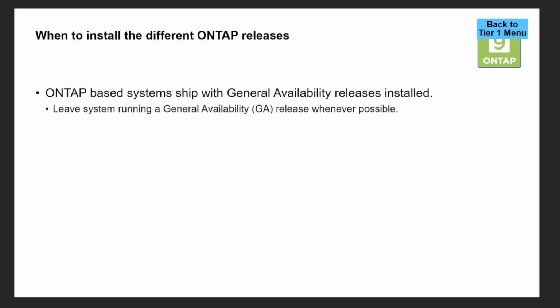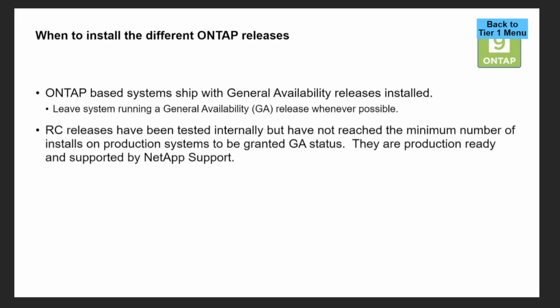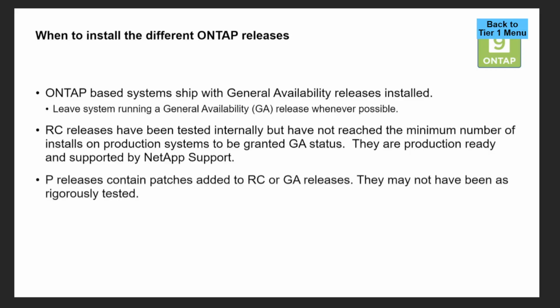Generally, ONTAP-based systems are shipped with a general availability release of ONTAP and should not be upgraded. Newly released AFF and FAS models may ship with a release candidate version of ONTAP software. When the ONTAP version on the storage system has gone GA in the interim, the storage system should be upgraded. The customer may also have certified a specific version of ONTAP software for use in their environment on their other storage systems. This may be a patch release due to issues they have already experienced.